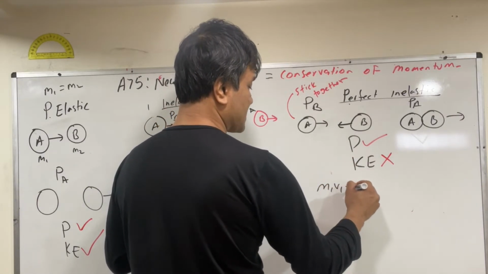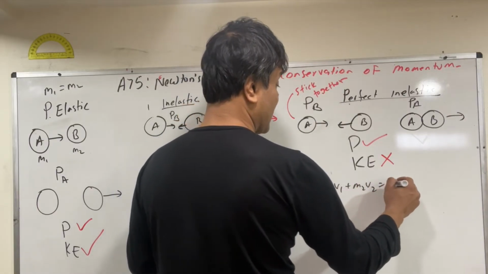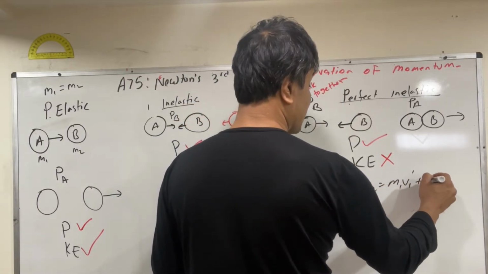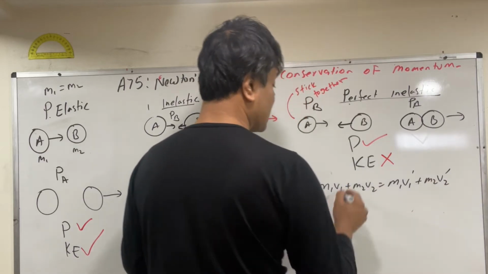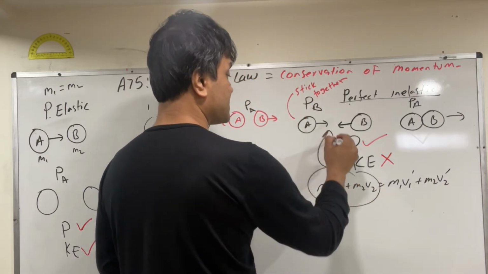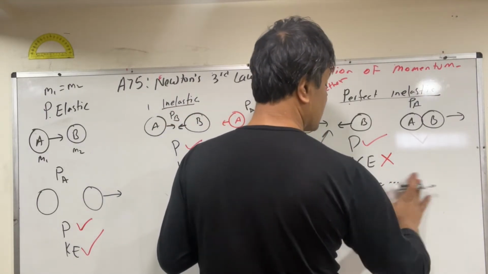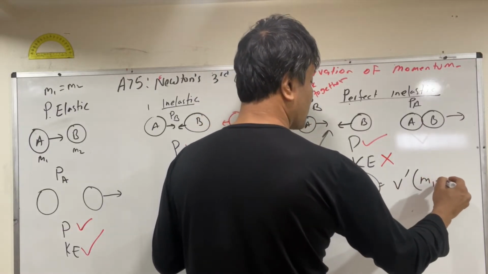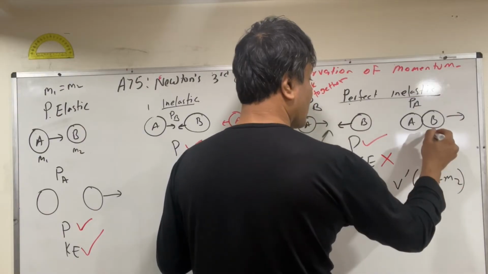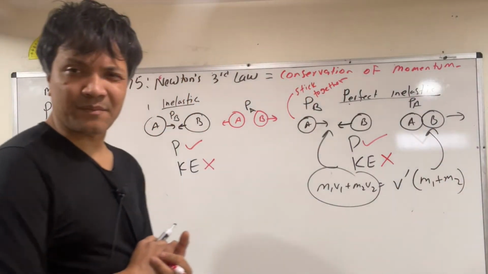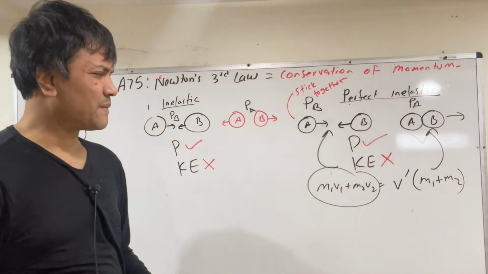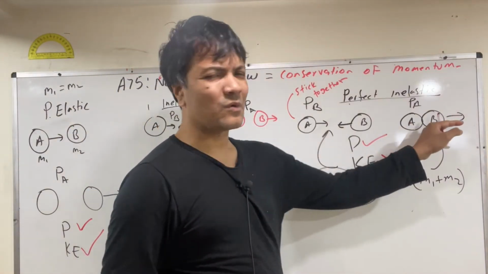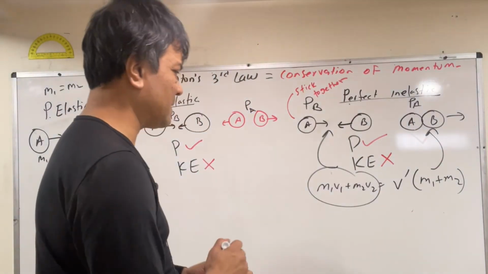m1 v1 plus m2 v2 is equal to m1 v1 prime plus m2 v2 prime, right? This one is this, and I want to make a correction to this one because that's wrong. V prime times (m1 plus m2). Now it makes sense with the diagram. It has to make sense with the diagram. One velocity, because they become one body after the collision, right?